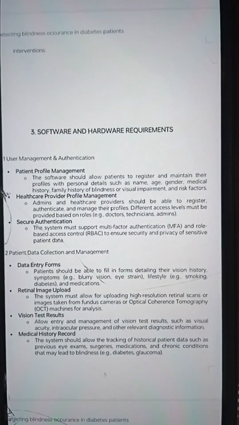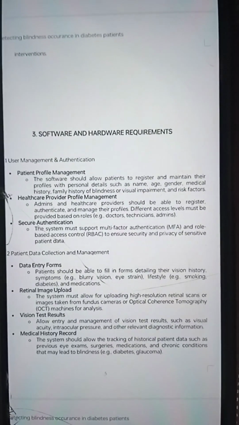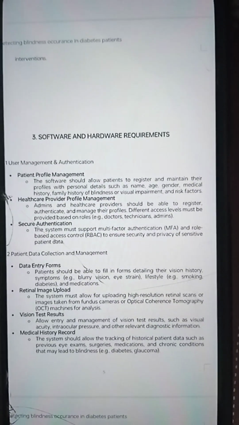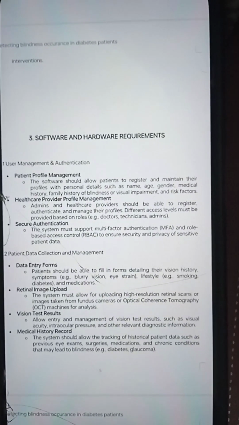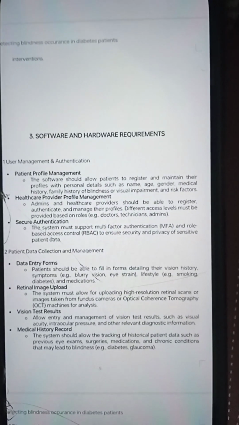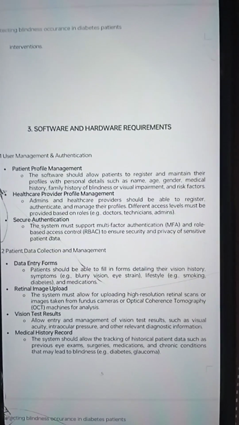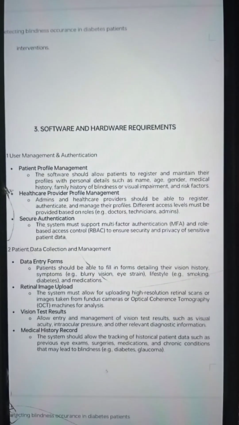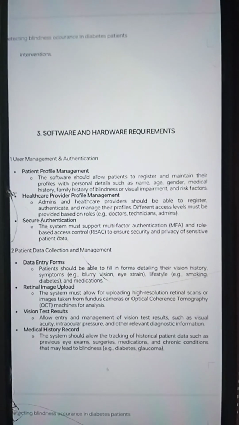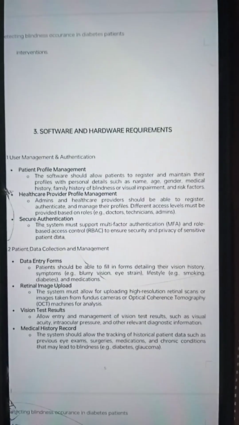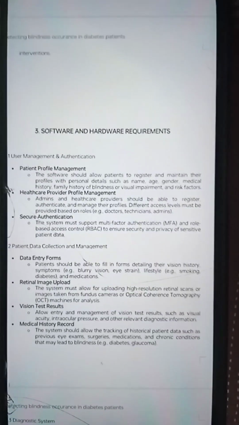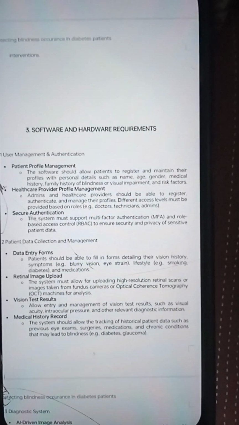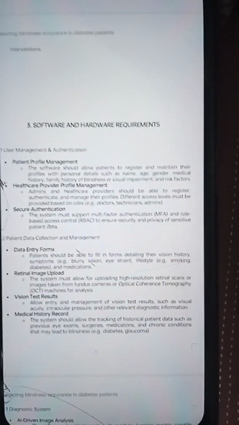and manage their profiles. Secure authentication: the system must support multi-factor authentication and role-based access control to ensure the security and privacy of sensitive patient data. Patient data collection and management: data entry forms where patients can fill in details of their vision history, symptoms like blurred vision and eye strain, lifestyle, smoking, diabetes, and medications.